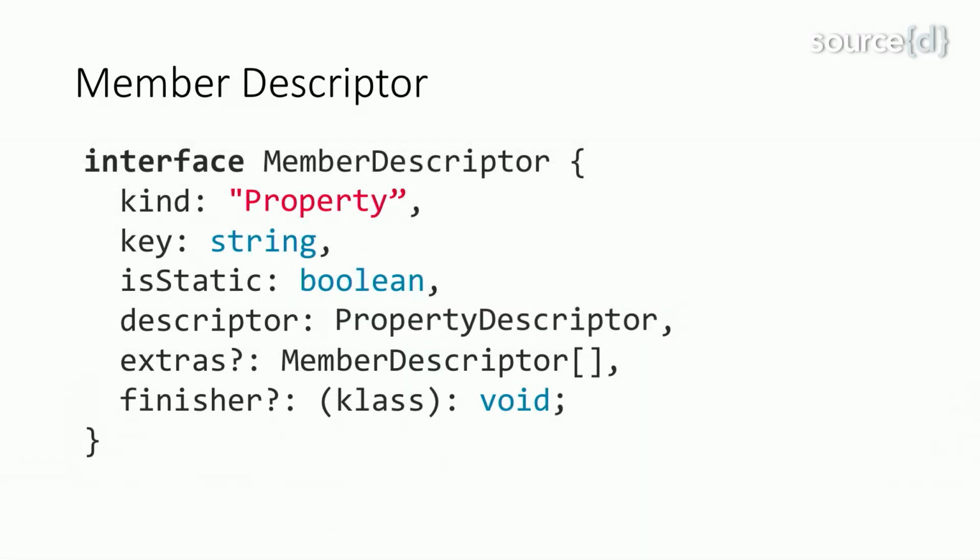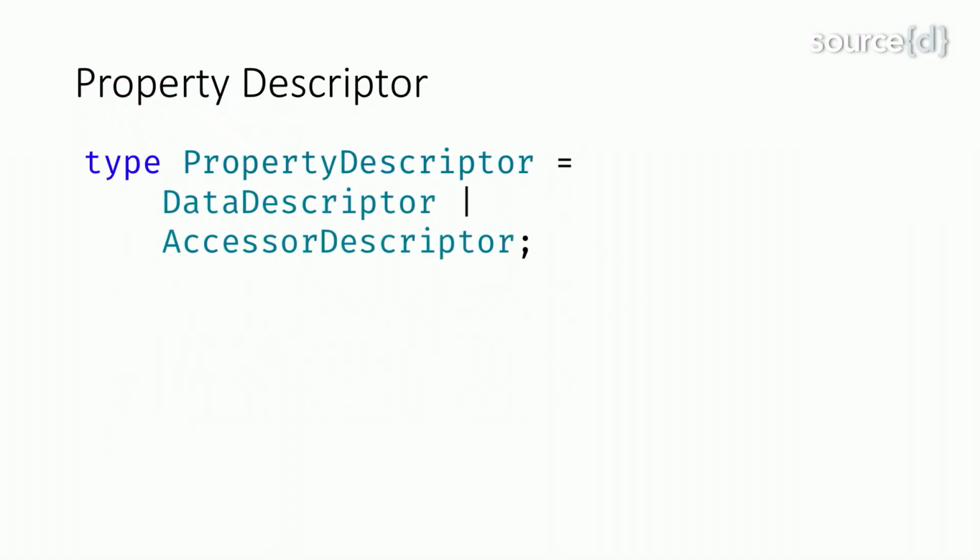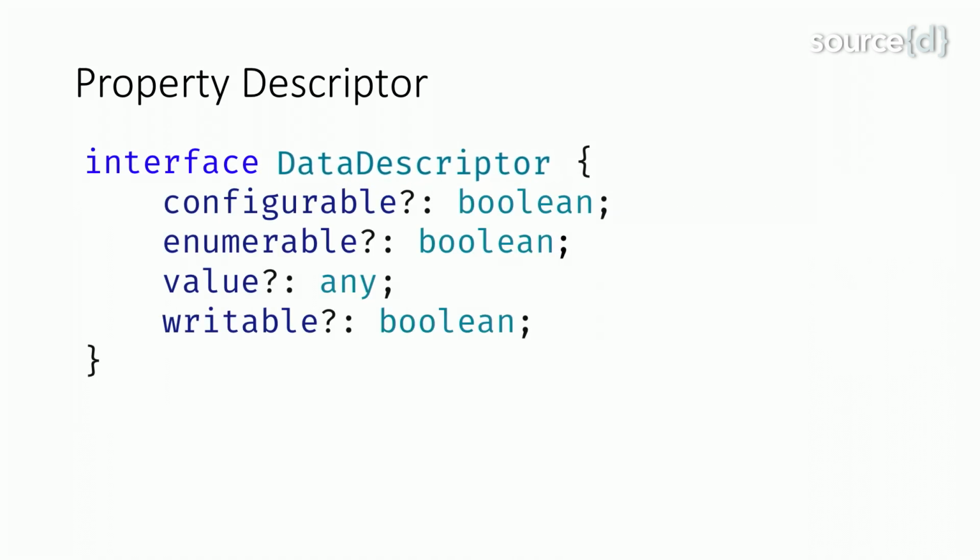Let's see what they are. This is not the actual property descriptor type from TypeScript, but I think it's easier to think of a property descriptor as the union of data descriptor and accessor descriptor. Why? Because, well, we'll see in the example, but a data descriptor has 4 fields.